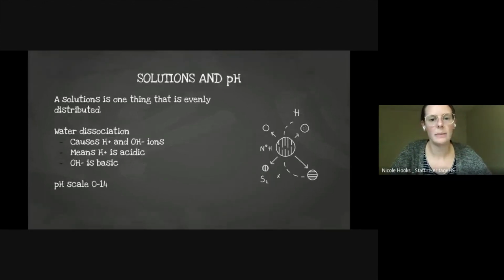The last thing I want to talk about is solutions and pH. So a solution is one thing that's evenly distributed. So like a smoothie, you blend it all together, and it would be impossible to separate because it's one thing now. It is evenly distributed and it is one thing. While a mixture is like a salad that you mix all together, that you can take the pieces out.